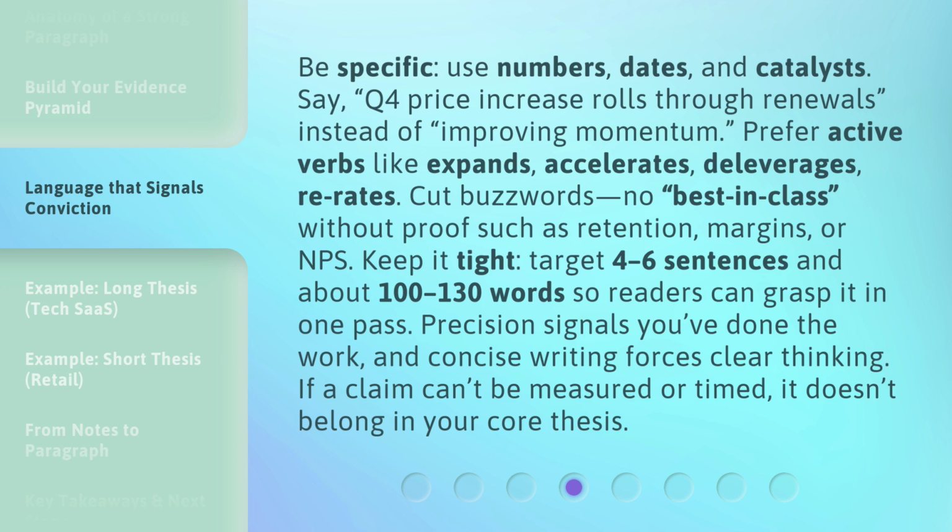Keep it tight. Target 4 to 6 sentences and about 100 to 130 words, so readers can grasp it in one pass. Precision signals you've done the work, and concise writing forces clear thinking. If a claim can't be measured or timed, it doesn't belong in your core thesis.